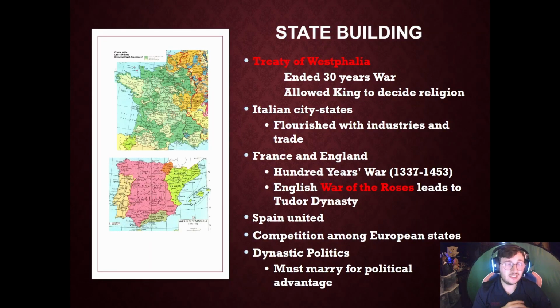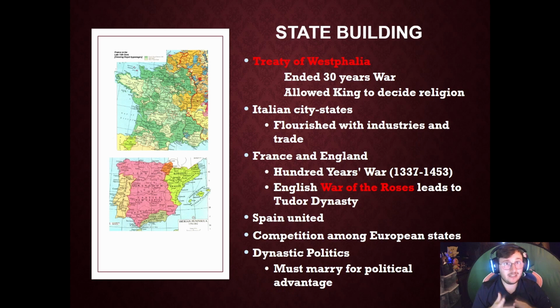So, states really begin to pop up during this time. Now, a state is a country. With the development of, after all these religious wars, people starting to become very nationalistic with their country of origin, this really begins to pop up what we consider today as modern day countries. This really starts off with the Treaty of Westphalia, which is going to end the 30-year war and allow the king of a certain country to decide the religion of that state or country or territory.